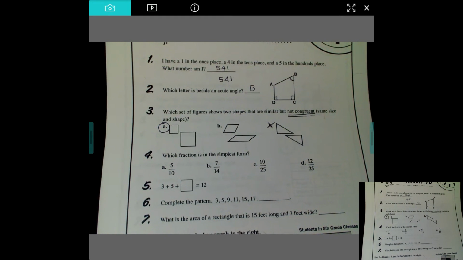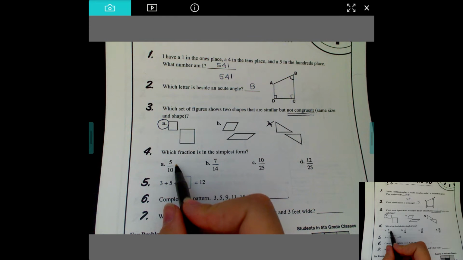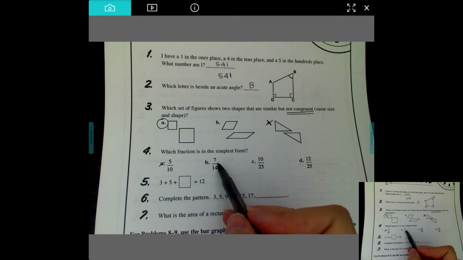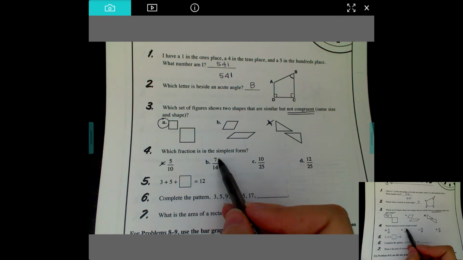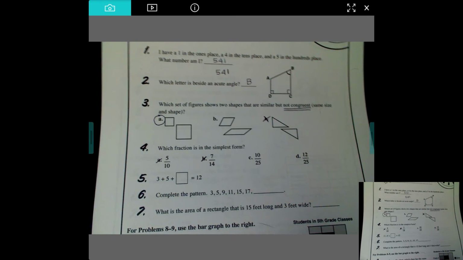Number 4, which fraction is in simplest form? 5/10. 5 goes into 10, so I know that this is not yet in simplest form. It can still be reduced further. 5 divided by 5 would be 1. 10 divided by 5 would be 2. So 5/10 can essentially be simplified to 1/2. So it's not A. B, same thing. 7 goes into 14. 7 divided by 7 is 1. 14 divided by 7 is 2. This is also 1/2, so we know that can be simplified.